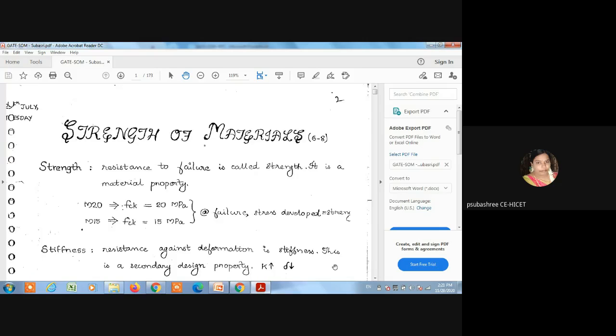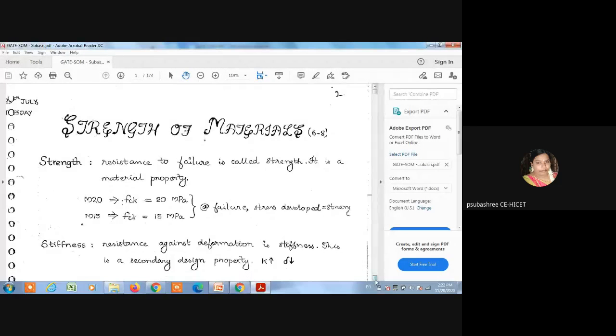So the resistance to failure is called strength. The strength is also divided into types: tensile, compressive, and shear. Then bearing strength, then flexural strength. These are the basic definitions. What do you mean by strength? Then what do you mean by stiffness?